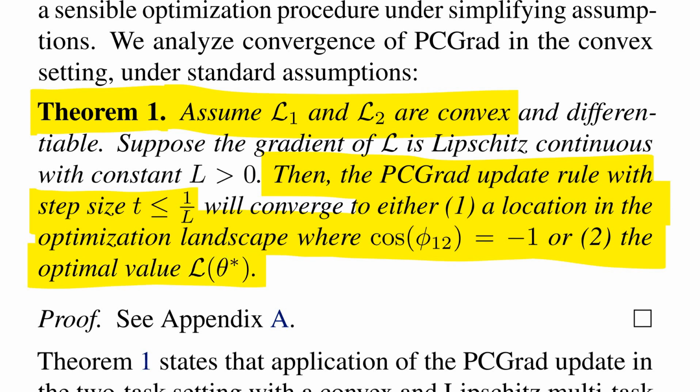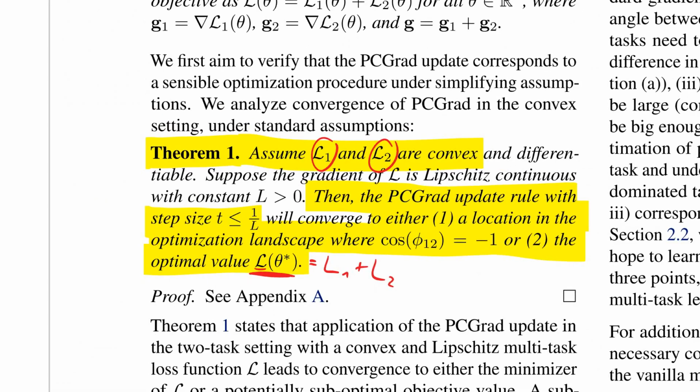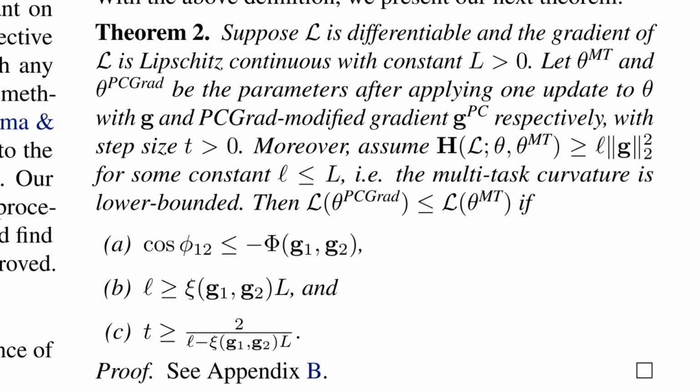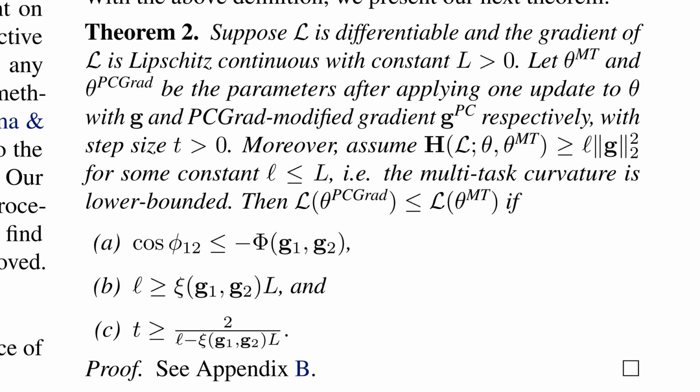So this is basically a consistency theorem saying that the algorithm will still converge to the optimum value. This is the loss, the sum of loss 1 and loss 2 of these two tasks. For two tasks, they prove that the algorithm will still go to the correct point if you run it long enough. It doesn't say anything about the speed, though. This is where theorem 2 comes in. Theorem 2 says, suppose L is differentiable and the gradient of L is Lipschitz continuous, with the same assumptions, except we no longer need convexity.